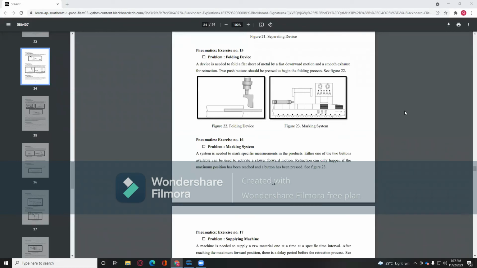Good afternoon. I'm Sarjan S. Crisologo, and I will discuss exercise number 15 and 16. So first is exercise 15. The problem is folding device. A device is needed to fold a flat sheet of metal by a fast downward motion and a smooth exhaust for retraction. Two push buttons should be pressed to begin the folding process.